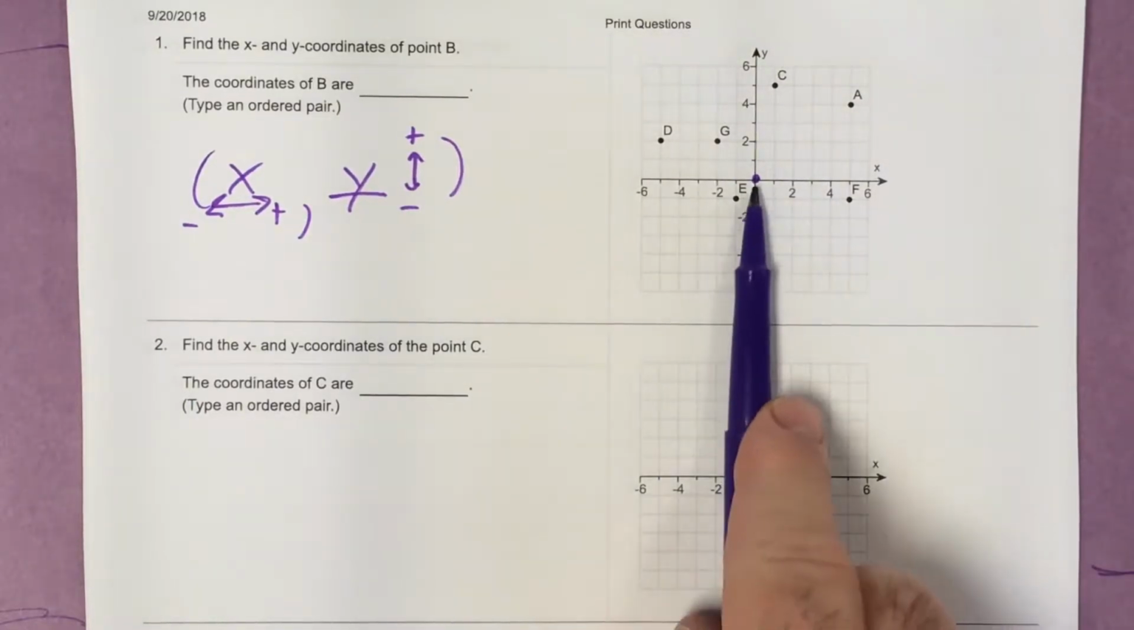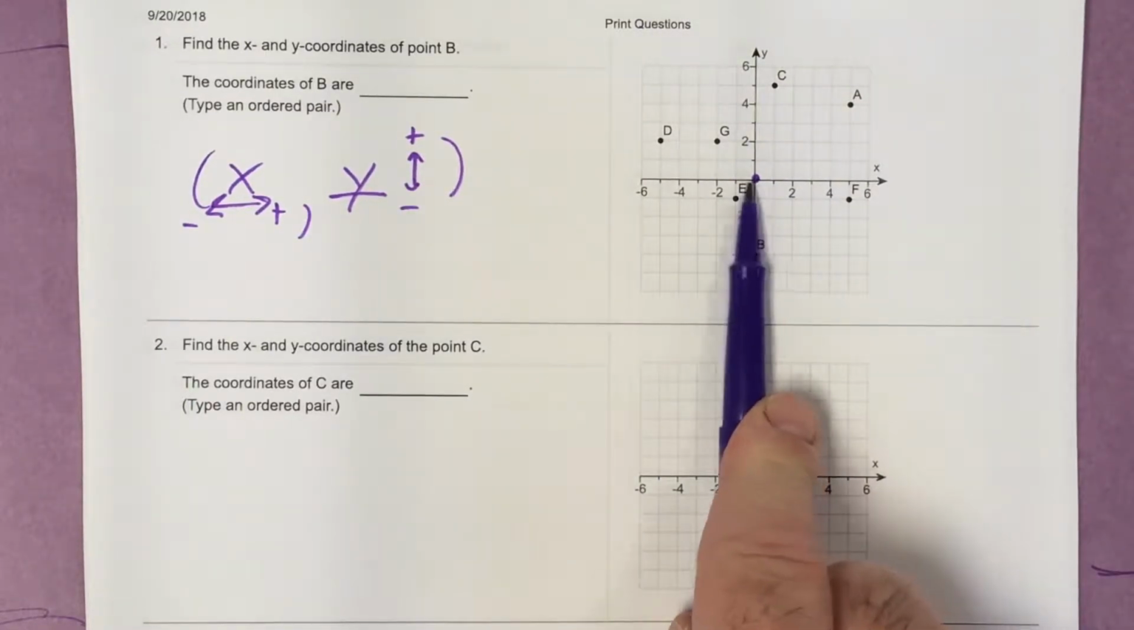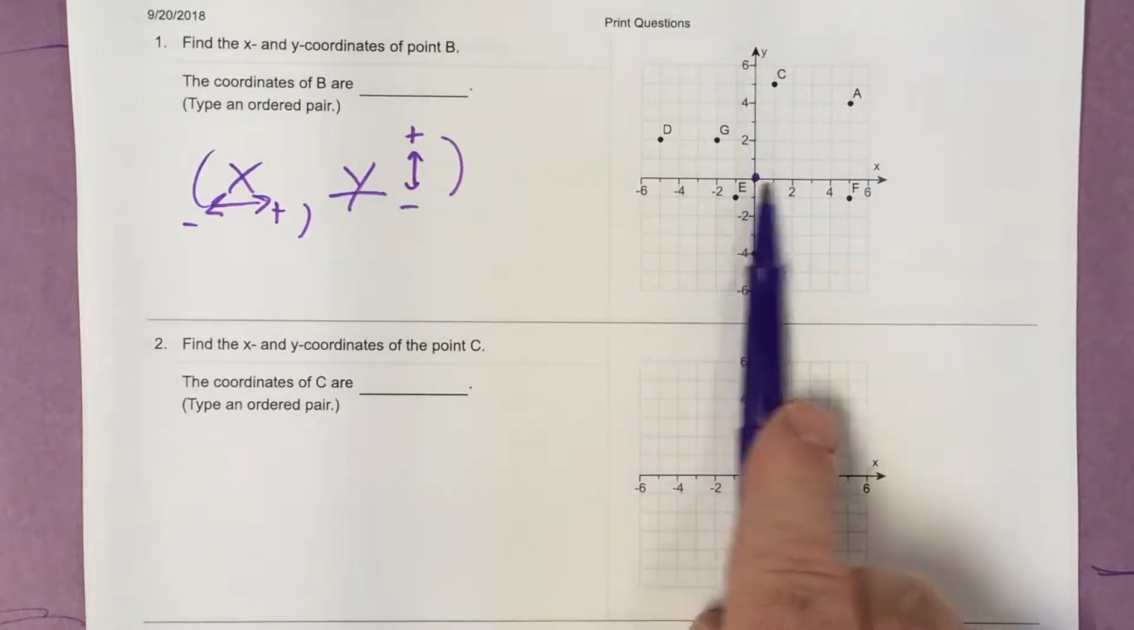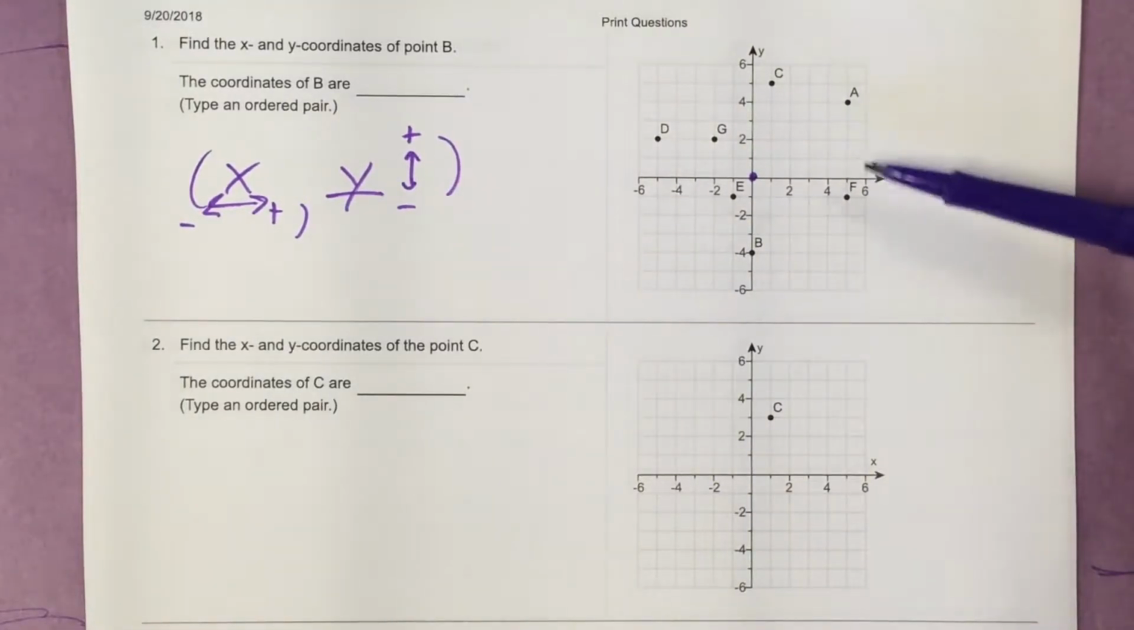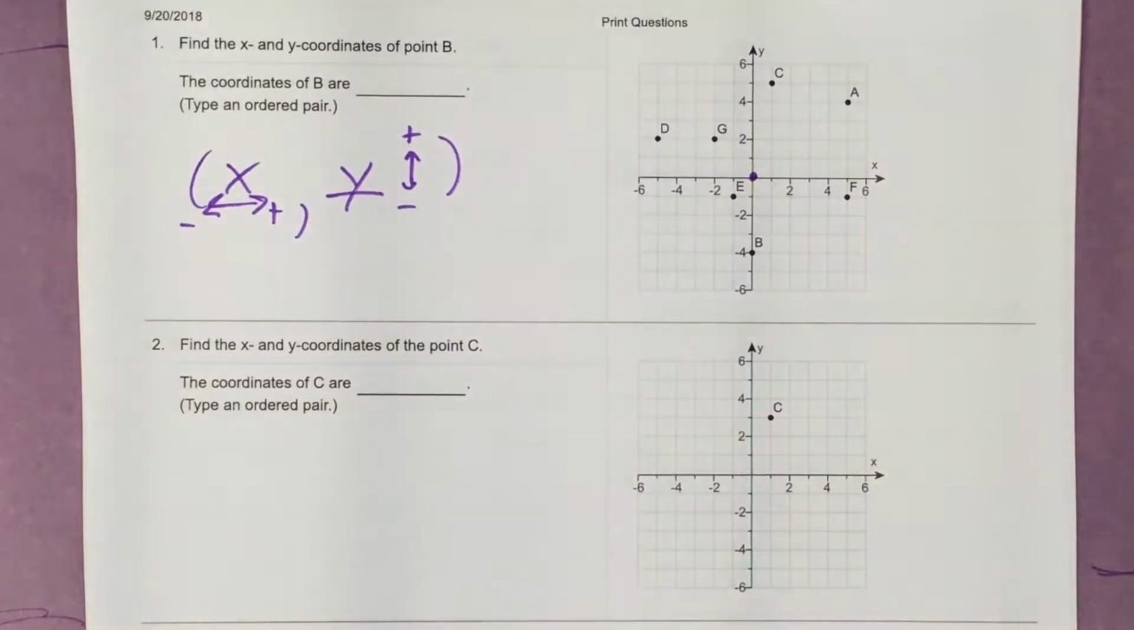From the origin, it's going to tell us how much we either go to the left if the x value is negative, or how much we go to the right if the x value is positive. From that point, wherever we move left or right, we're going to use the y-coordinate to tell us either how much we go up if it's positive or how much we go down if it's negative.